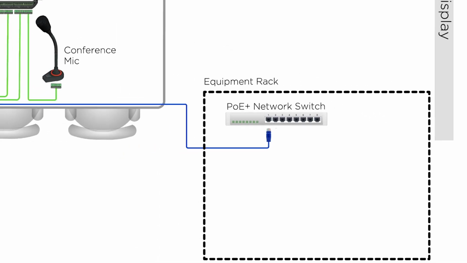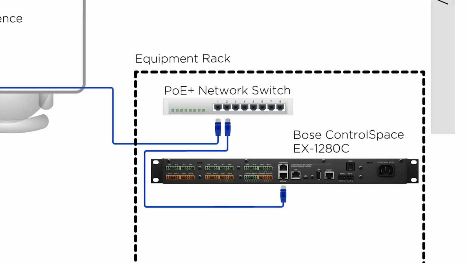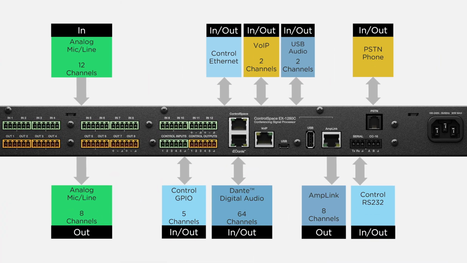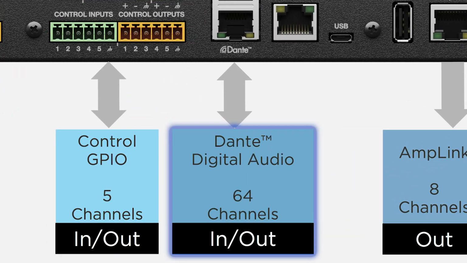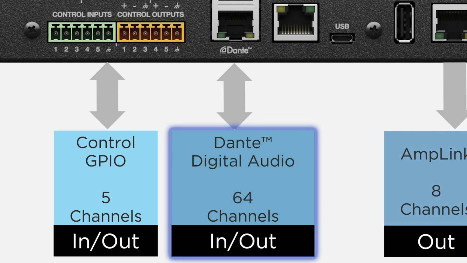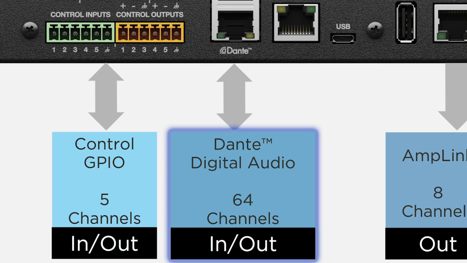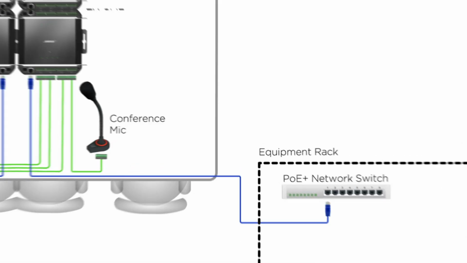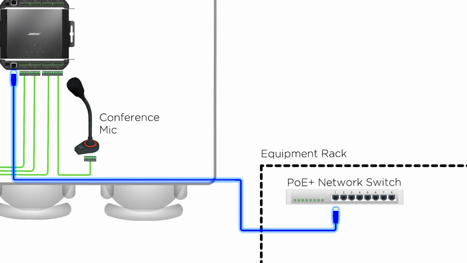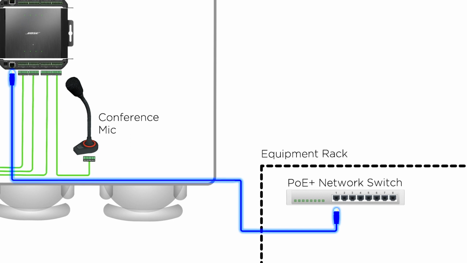From the switch, a single network cable connects to the powerful Bose EX1280C processor. As seen in the diagram, it incorporates 64 digital audio inputs and 64 digital audio outputs using industry-standard Dante network audio transport. In our system example, all audio sources from the table are being connected via the single network cable from the table to the AV rack. This makes for a quicker installation with no hums or soldered connections.